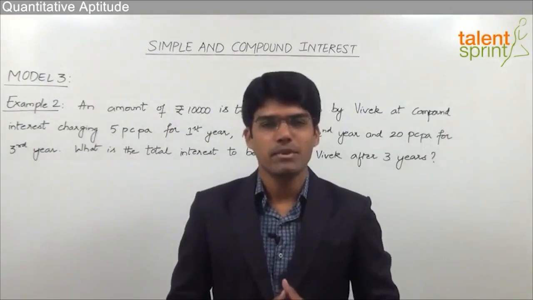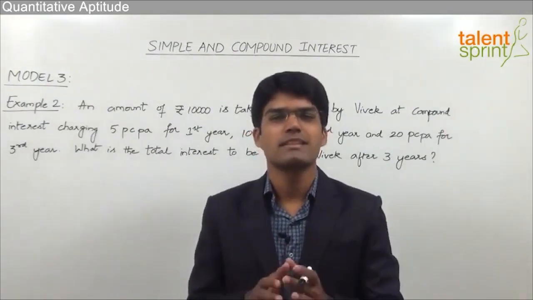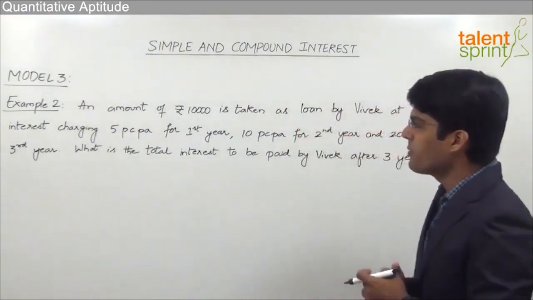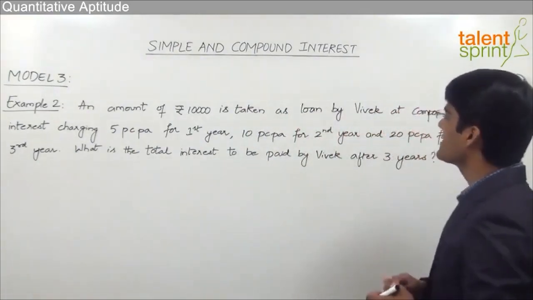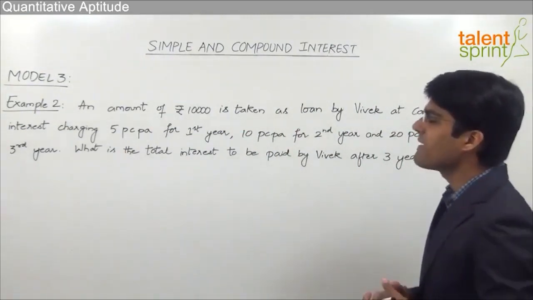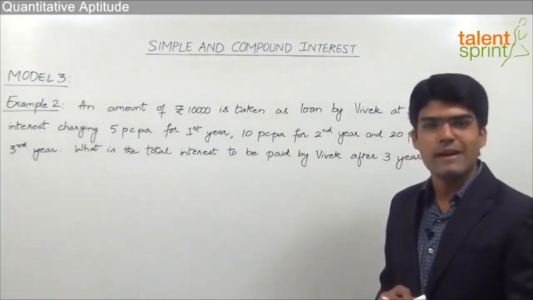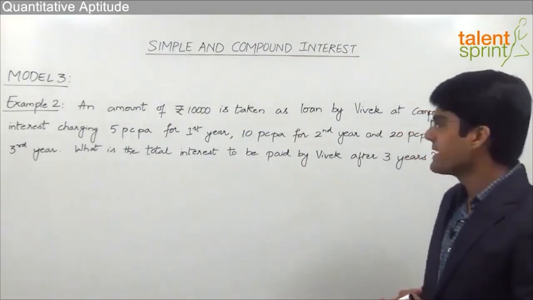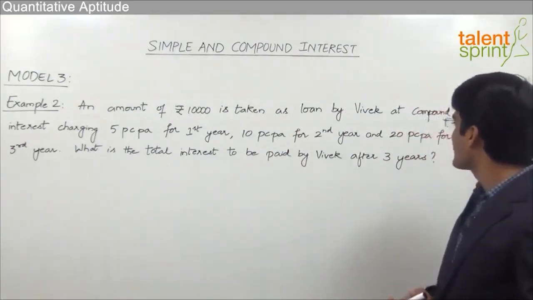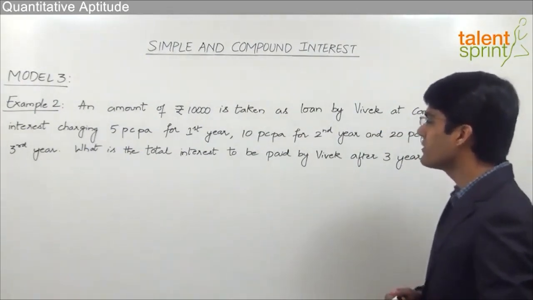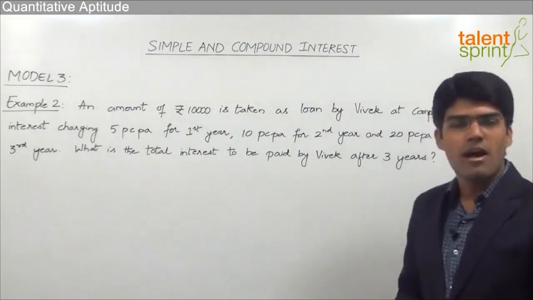Let us now take an example on varying rates of interest for the case of compound interest. The question here is, an amount of rupees 10,000 is taken as loan by Vivek at compound interest charging 5 PCPA, that is 5% per annum for first year, 10% per annum for second year, and 20% per annum for the third year. What is the total interest to be paid by Vivek after 3 years?